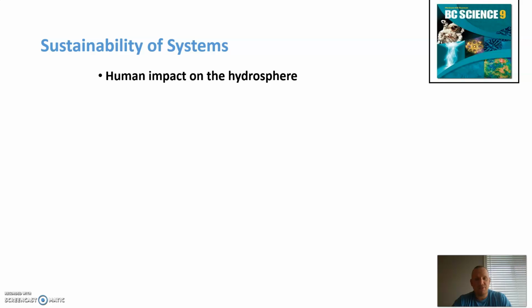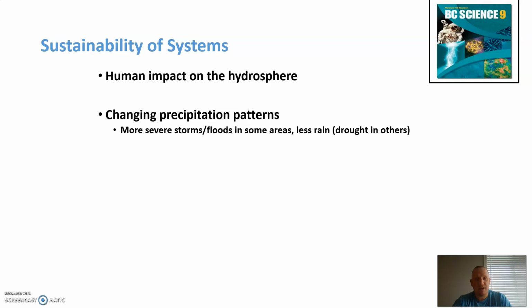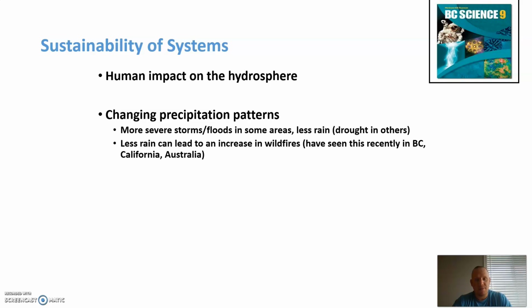Now, before we start the video, we're just going to go over some ways we impact the other spheres. So we impact the hydrosphere, kind of tied into the atmosphere, changing precipitation patterns. So more rain in some places, less rain in others. And that also has an effect that could lead to forest fires.